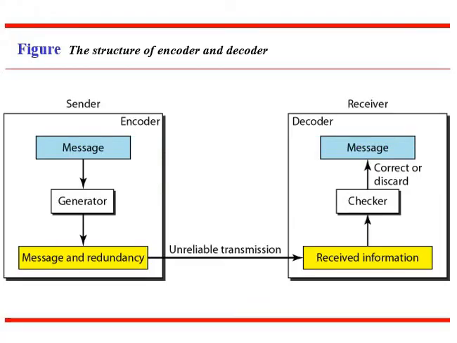At the sender side we are doing some encoding process where the actual message will be there, and for that we are going to generate some redundant bits, and the complete message along with the redundant bits will be sent to the receiver. At the receiver we are decoding that information, and then we get the actual message. So here we are going to check the actual information and the received message. If both are matching, then the message is accepted, otherwise it is rejected.